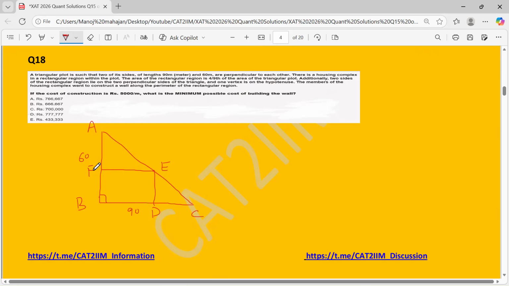Okay, I hope I've drawn it correctly out here. So the members of the housing complex want to construct a wall along the perimeter, right? And the cost they're saying is 5,000 per meter, right?